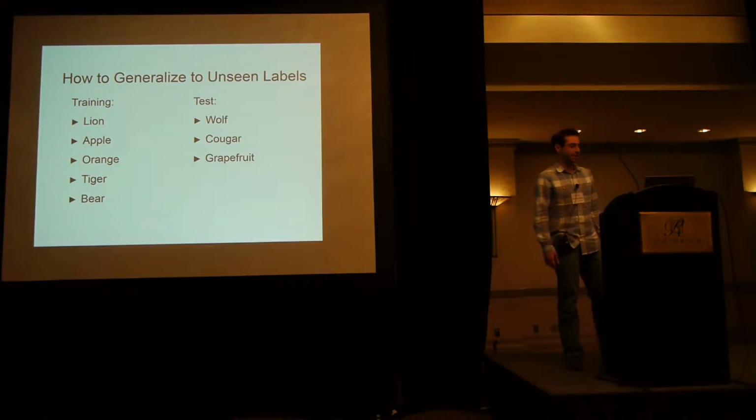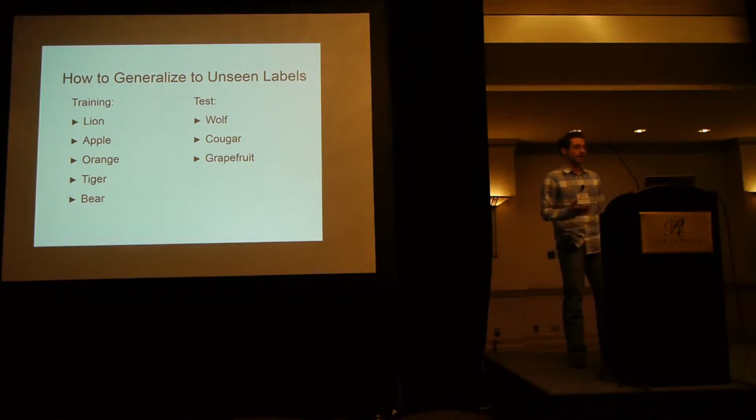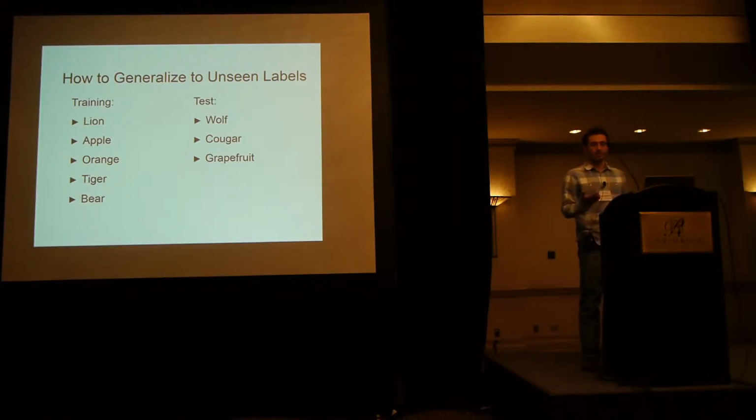Now what we're asking is whether it's possible to generalize to unseen labels. So let's say we train on lions, apples, oranges, tigers, and bears, and we want to generalize to wolves, cougars, and greyhounds. So this is an ill-posed problem because the classifier doesn't know anything about the classes that it hasn't seen during training. So we need some side information, or we need some way to represent new classes to the classifier.